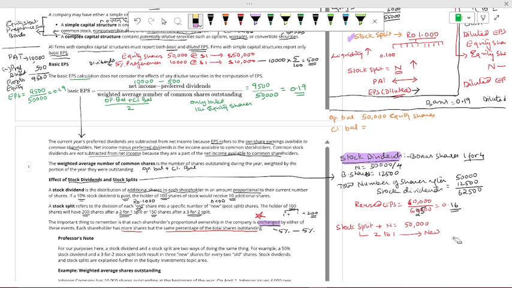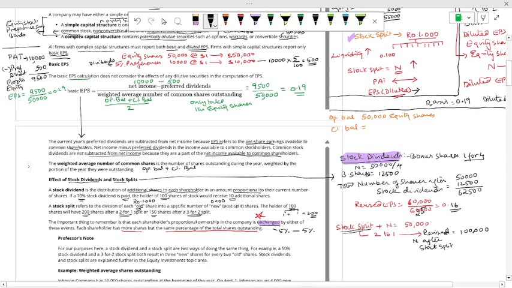What will the revised number of shares be? See, you are going for a stock split. Initially, how many equity shares are there? 50,000, is it right? Yes. Now the stock split is 2 to 1. It means if you have 1 share, you will get 2 shares. So if you have 50,000 shares, what is the total number of shares after the stock split? It will be 100,000.